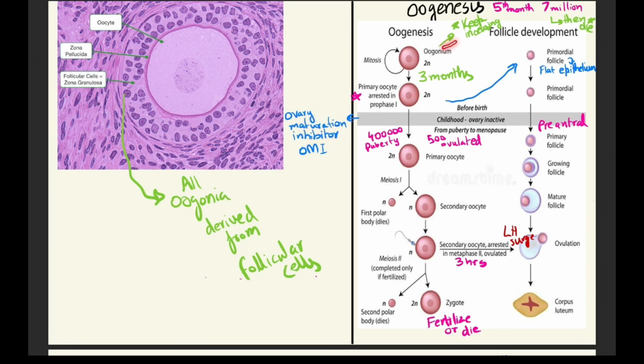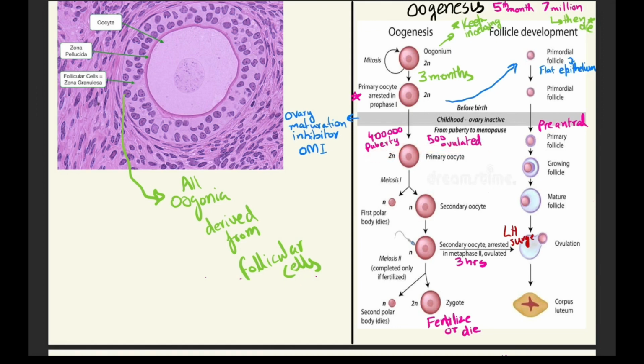The important thing is that oogonia keep on increasing, and in the fifth month there are 7 million, then they become atretic or die. Next, the parallel development of the follicle, we have primordial follicle. In puberty, primordial follicle converts to primary follicle, and the primary oocyte comes out of the stage of prophase 1, and there are 4 lakh at puberty and only 500 of them are ovulated.